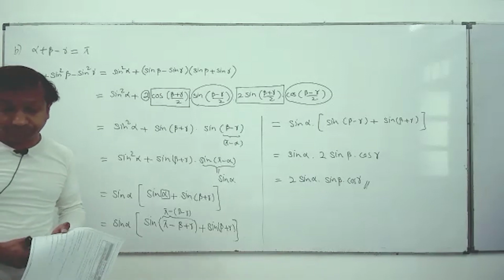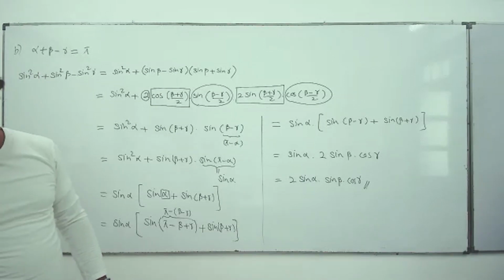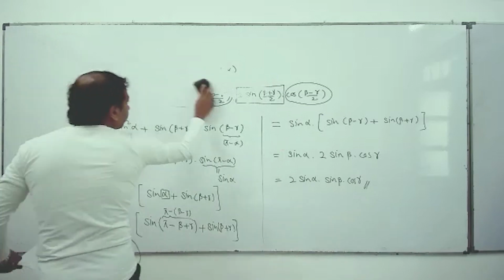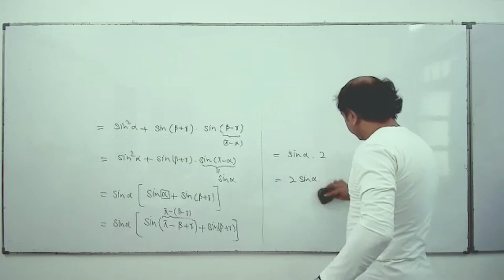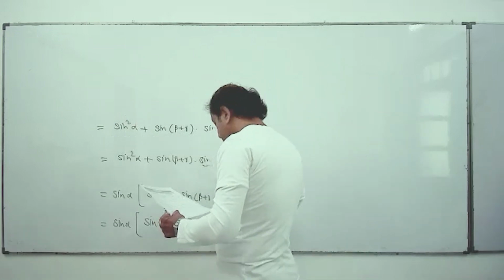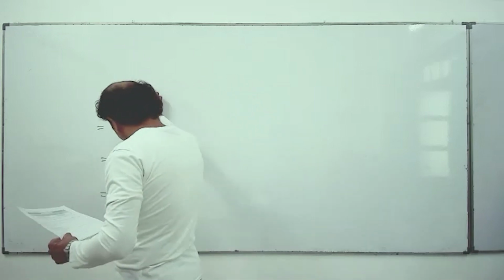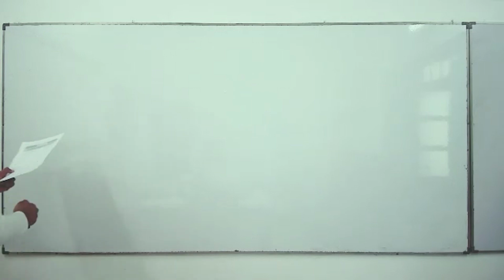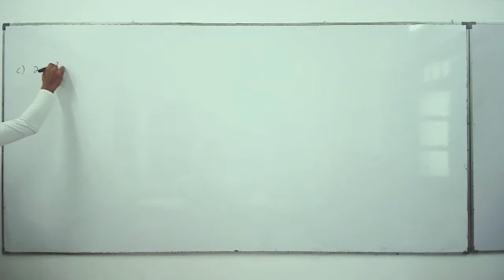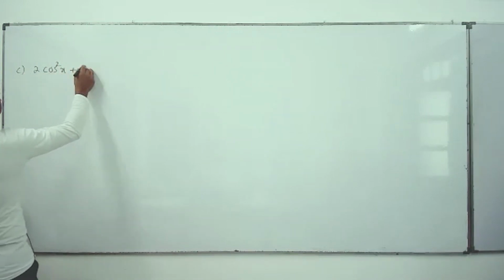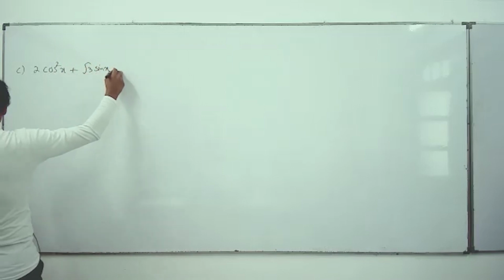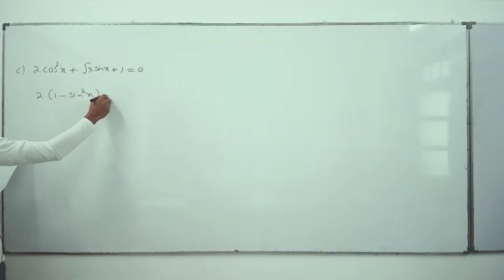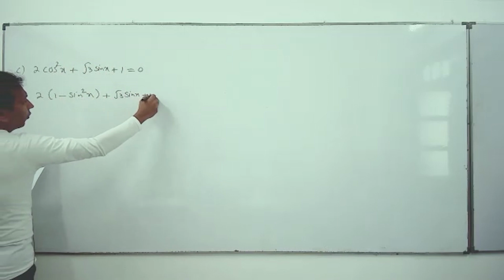Right, now take part C, asking for general solutions: 2 cos squared x plus root 3 sin x plus 1 equals 0. Cos squared x we will write as 1 minus sin squared x, root 3 sin x plus 1 equals 0.